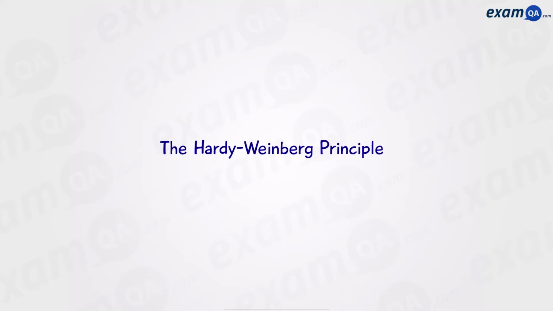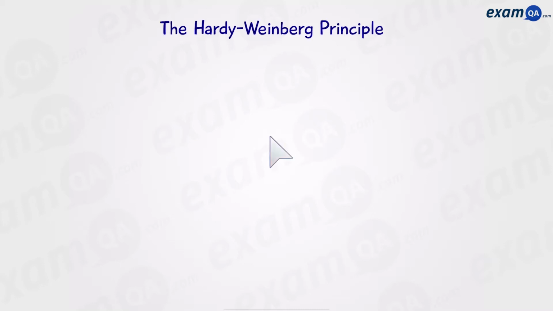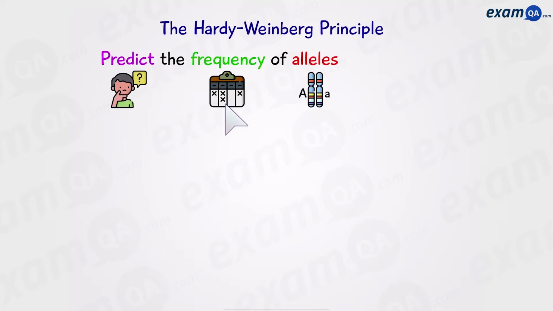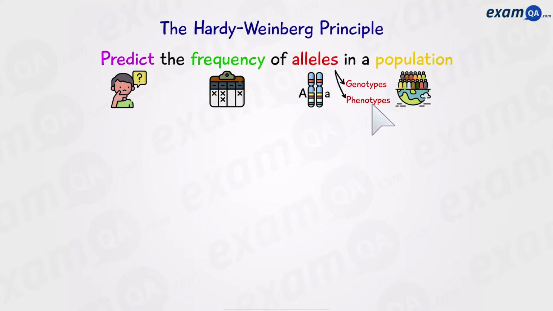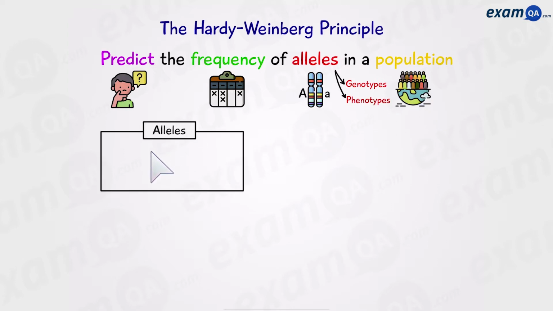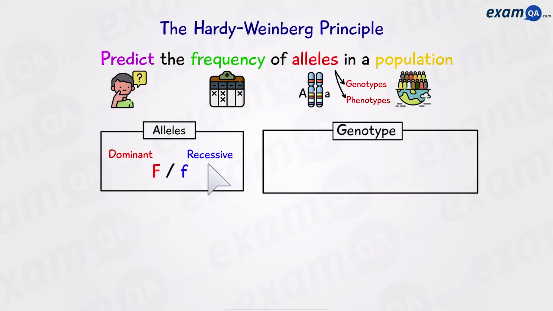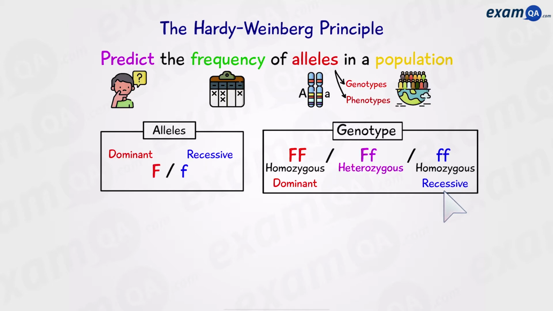The Hardy-Weinberg principle. The Hardy-Weinberg principle is used to predict the frequency of alleles and their associated genotypes and phenotypes in a population. Now, a quick reminder, in terms of alleles, we can have a dominant allele or a recessive allele. As for genotypes, we could have two dominant alleles creating a homozygous dominant genotype, or we could have a homozygous recessive genotype, or we could have a heterozygous genotype.